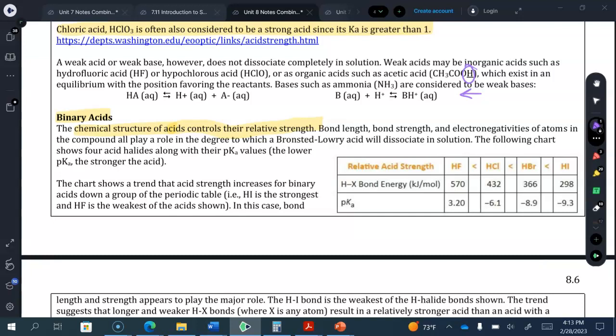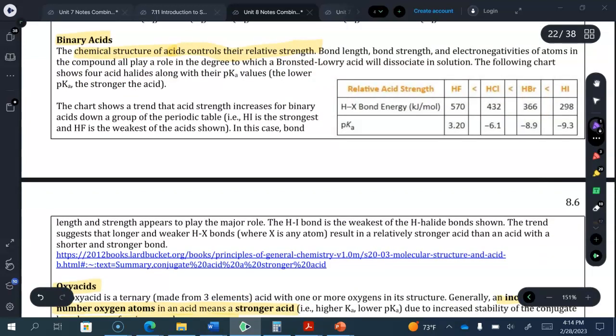The chart shows in trend that the acid strength increases for binary acids down the group of the periodic table, with hydroiodic acid being the strongest and hydrofluoric acid the weakest. In this case, bond length and strength appear to play a major role. The HI bond in hydroiodic acid is the weakest of the halide acids shown above. This trend suggests that the longer and weaker hydrogen to halide bond, where X actually can be any atom, results in a relatively stronger acid than an acid with a shorter, stronger bond.